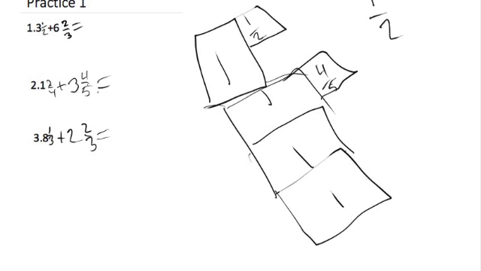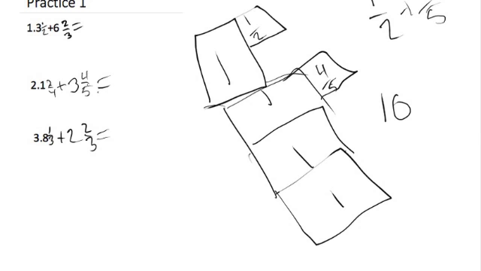1 and 1/2, or yeah, 1/2 plus 4/5. So let's find a common denominator for these two. So the common denominator is 10, because 10 can be divided by 2 and 5. That's the lowest common denominator. So 10, and then 2 times 5 equals 10.